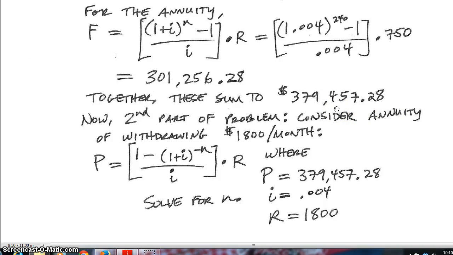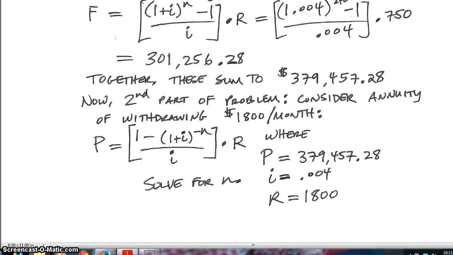Now that's the first part of the problem. That's how much he has the moment he retires. I've quit working and I'm going to enjoy my retirement. The second part of the problem then is now take this future value and turn it into a present value. It used to be F, now it's going to be P.